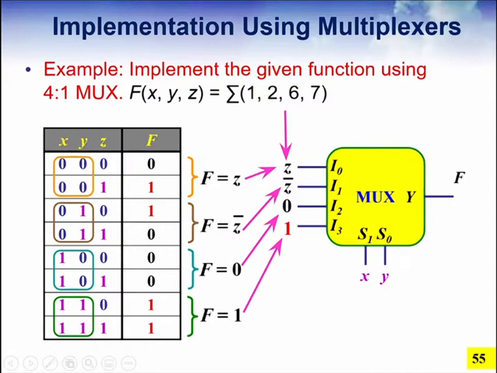Now you can verify any particular row, for example, this one, 101. When you are saying 101, what is the value of the selection line? 10. So when it is 10, which particular input is going to be connected to F? Is it this one, I2? Yes. And what is the value of I2? 0. Okay, check here. 0 or not? Yes, doctor.